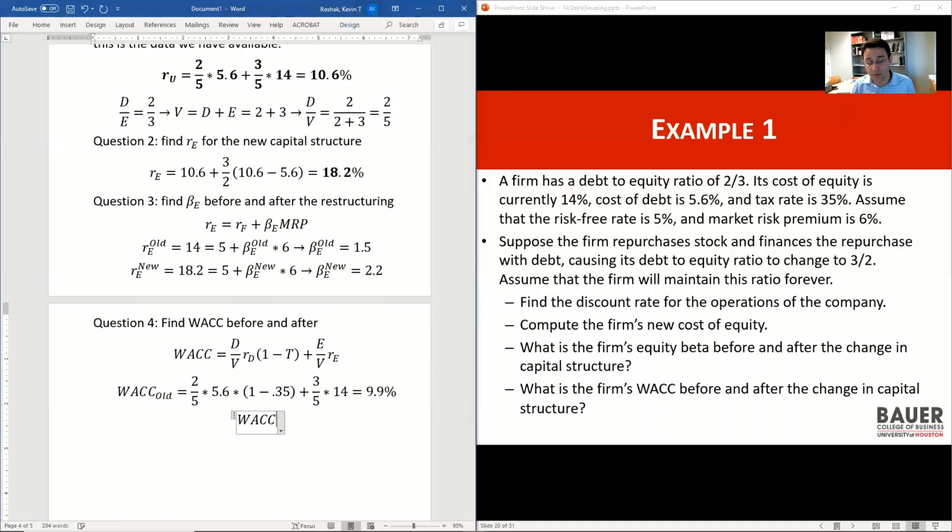How did this change with the new capital structure? Well, what's the new debt to value ratio? Now it's going to be 3/5 instead of 2/5. The discount rate on the debt, it didn't change. We didn't have any indication of that. But the discount rate on the equity did change. The discount rate on the equity jumped up to 18.2. So the total WACC, therefore, has dropped. It went to about 9.5.